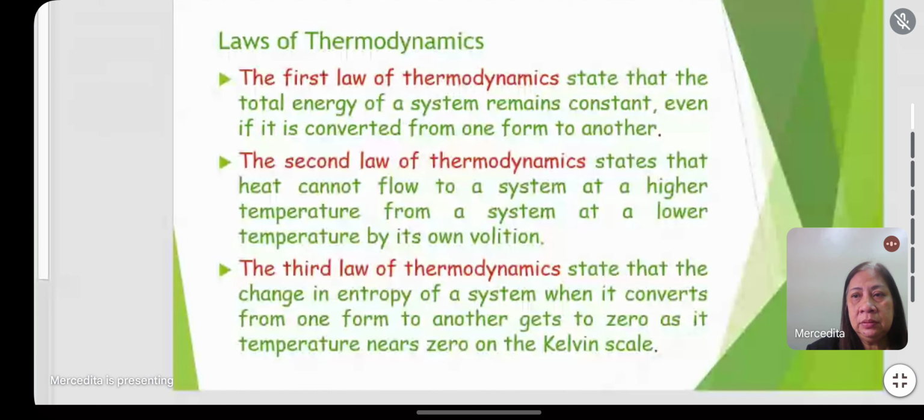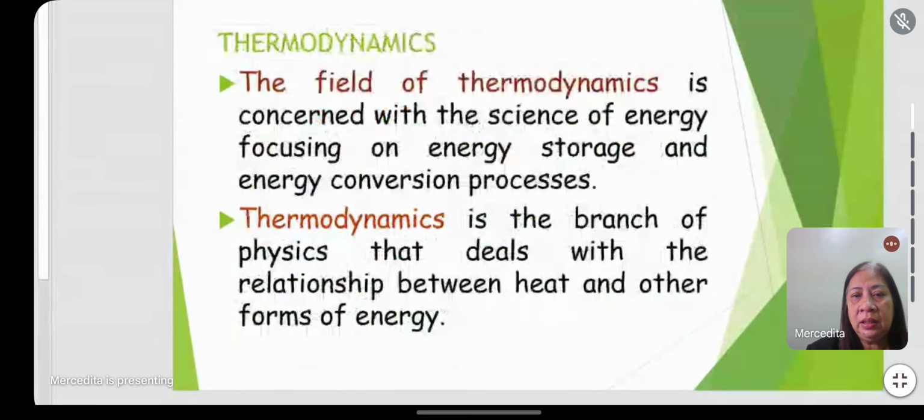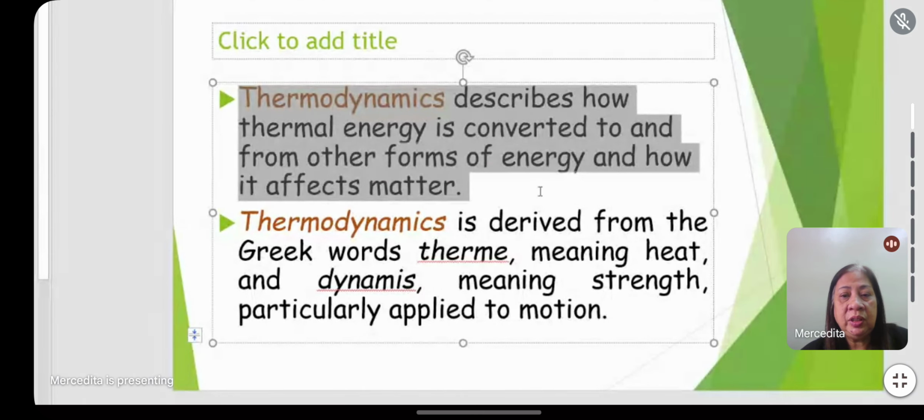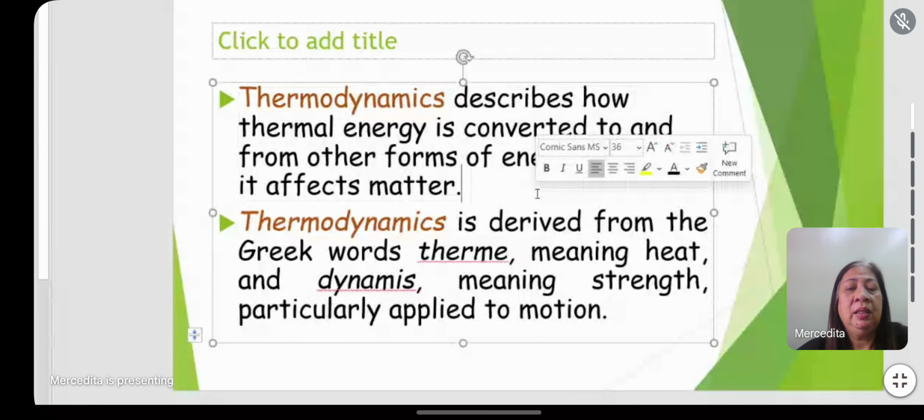Sabi nga dito, since ang ating energy... Thermodynamics is the conversion of thermal energy into another form and how it affects matter. Okay, so we're going to discuss first, hindi naman talaga ganun ka transformation of energy agad. We're going to discuss here the substance, which is the one that performs the energy transformation.